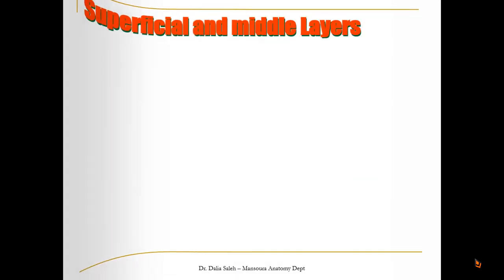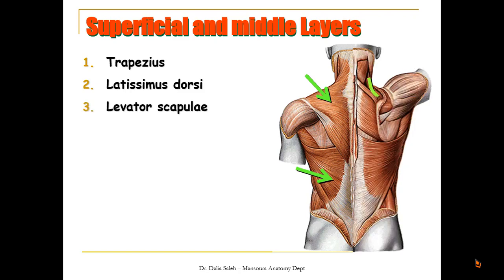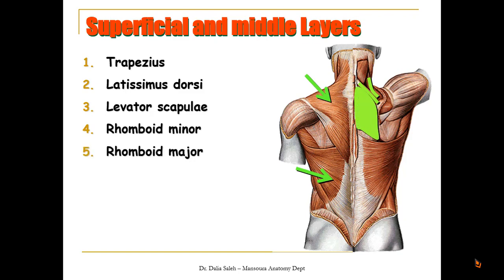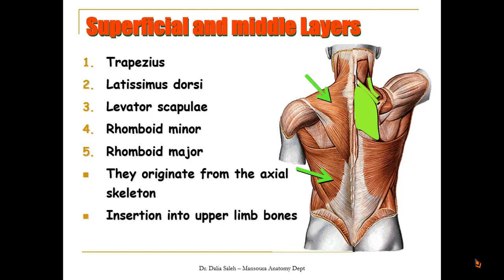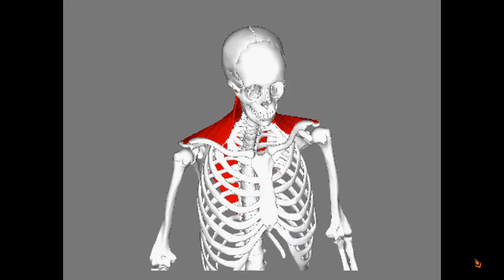For the muscles of the back, we have the superficial and middle layers. They take origin from the axial skeleton and insert into the bones of either the pectoral girdle or the humerus. In the superficial layer, we have the trapezius and latissimus dorsi. Underneath these two muscles, we have the middle layer, formed of the levator scapulae, the rhomboid minor and the rhomboid major. As I said, they originate from the axial skeleton and insert into the upper limb bones. Let's start first with the trapezius muscle.